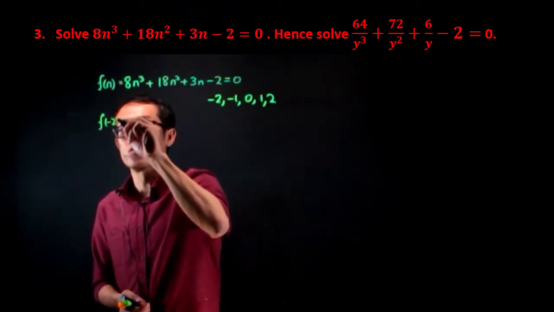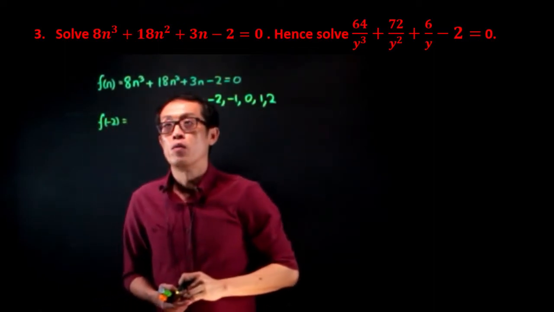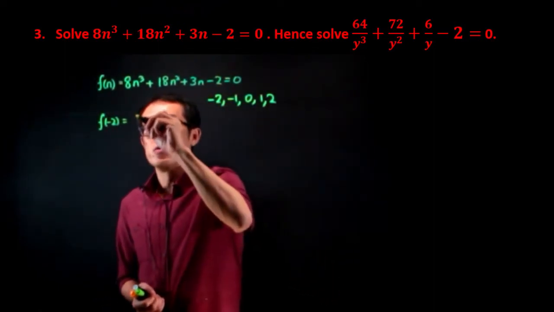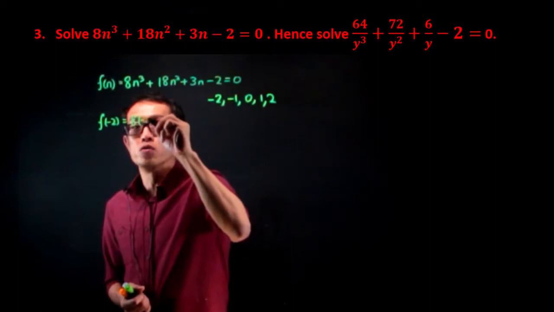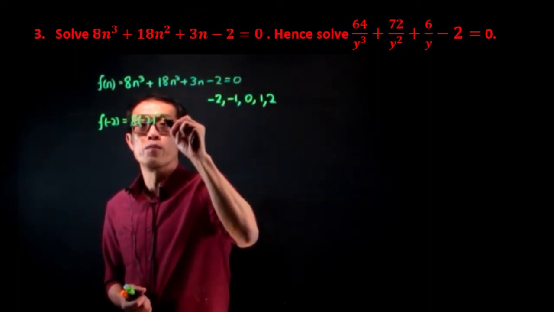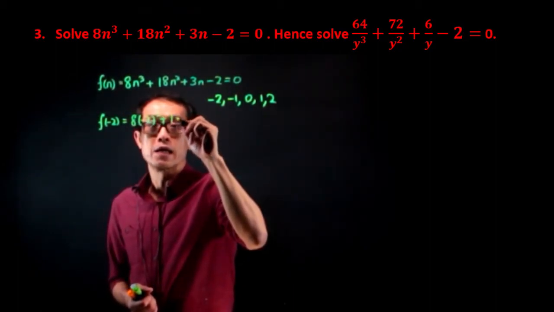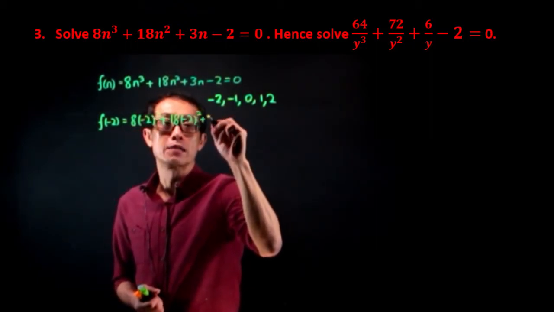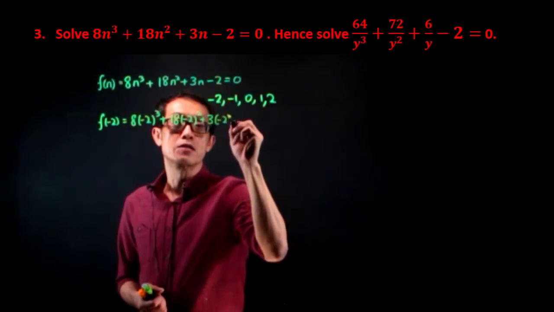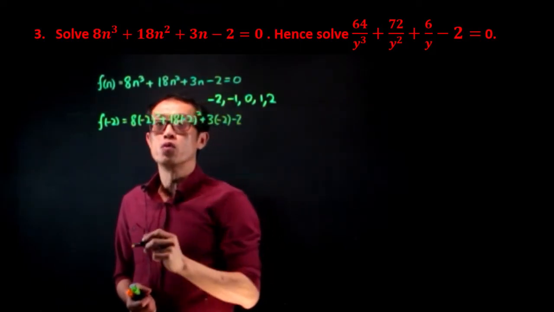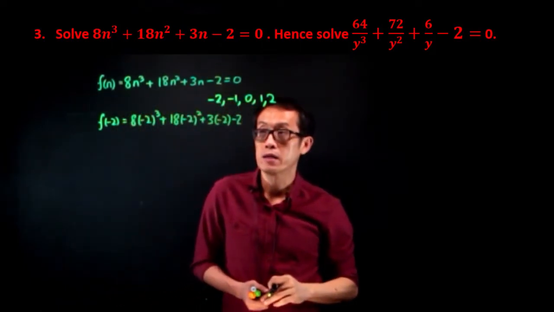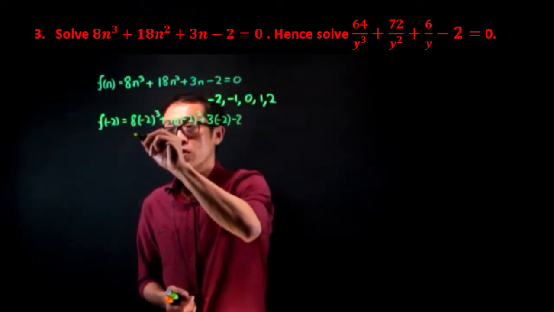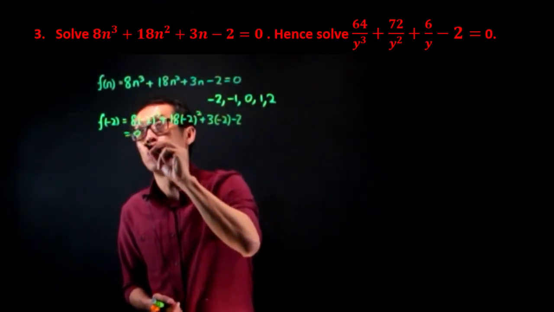F of minus 2. Okay. You will get 8 into minus 2 cubed plus 18 into minus 2 squared plus 3 into minus 2 minus 2. Now you press your calculator, you will find that this is equal to 0.